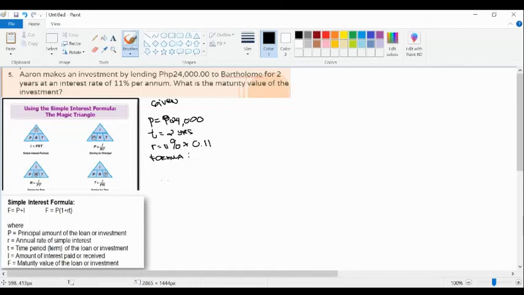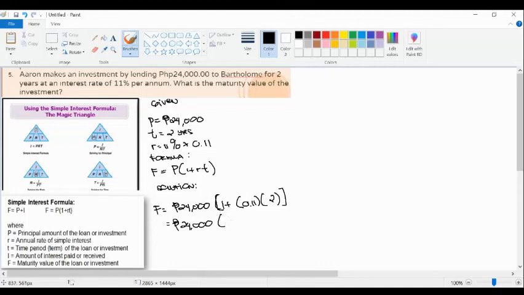And we're looking for the maturity value. Our formula for that is F = P times (1 + RT). Let's proceed to the solution. Substitution: your principal amount, 24,000, times 1 plus 0.11 times 2. So 24,000 pesos multiplied by 1.22 will give us an answer of 29,280 pesos.